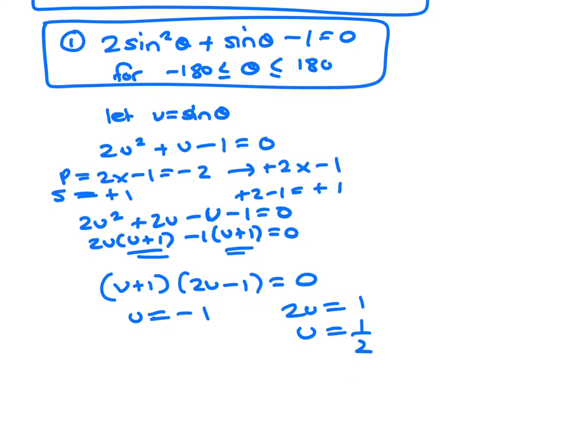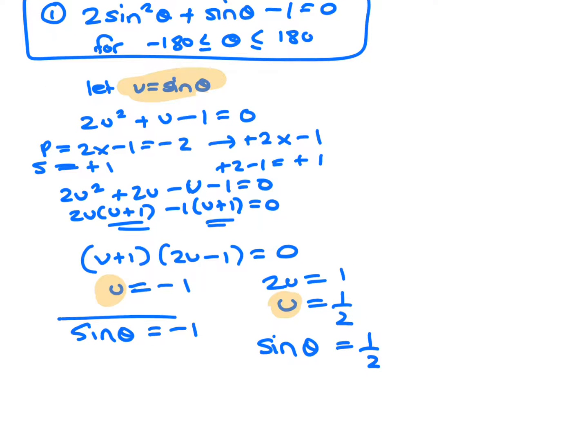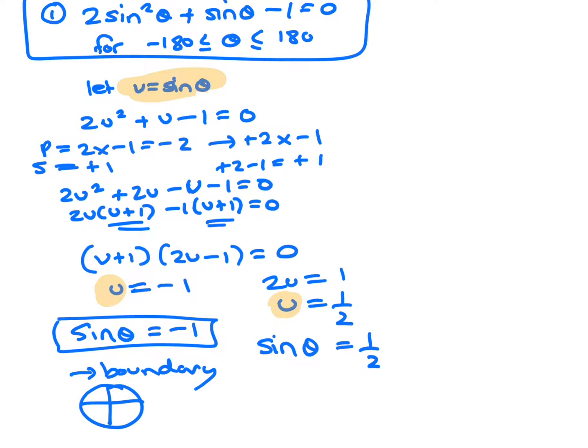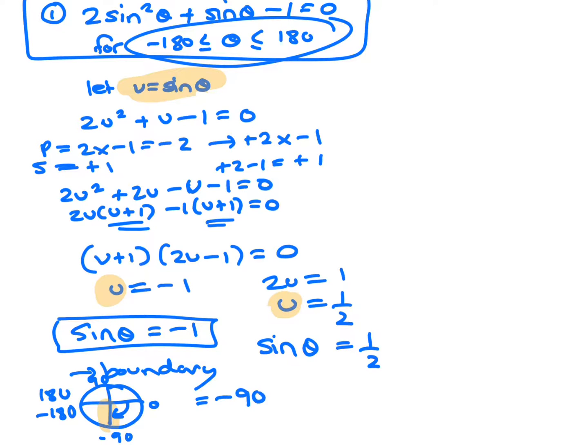And now because we know that we let u equals sine theta, then you replace the u with what it equals. So that's sine theta equals minus 1 and sine theta equals 1 half. So now you solve those two trig equations. Now sine theta equals minus 1, that's a boundary angle. Sine is equal to minus 1 down here. And because it's between 0 and minus 180, that would be 0 and minus 90, minus 180, or 90 and 180. So it's going to be minus 90.